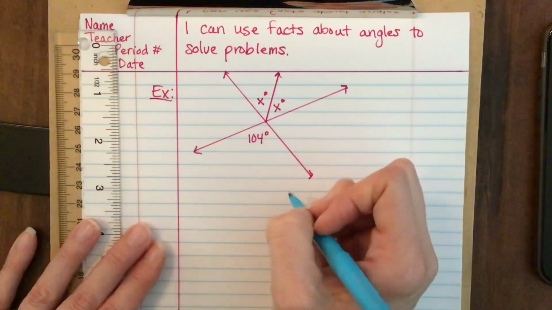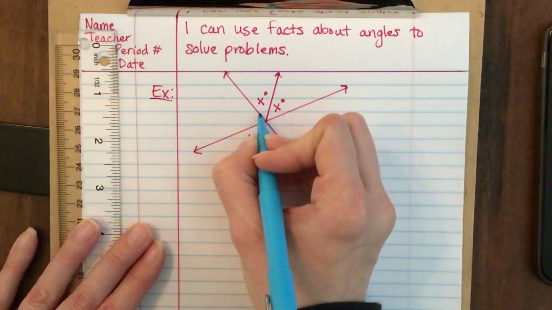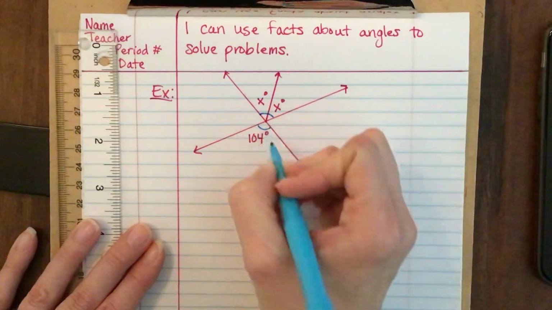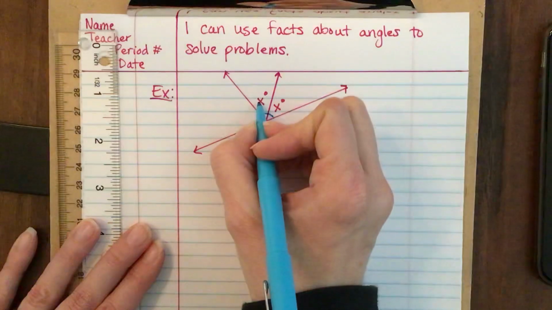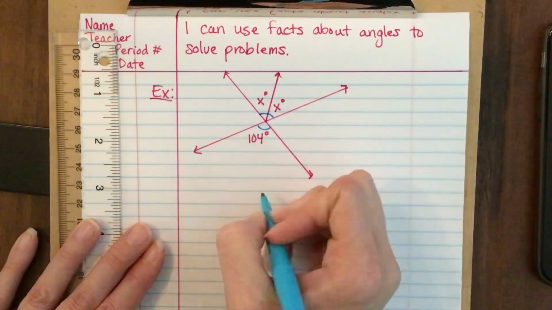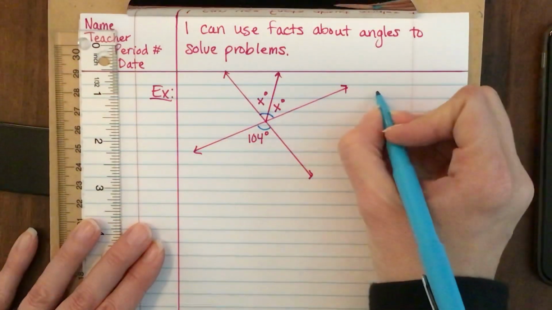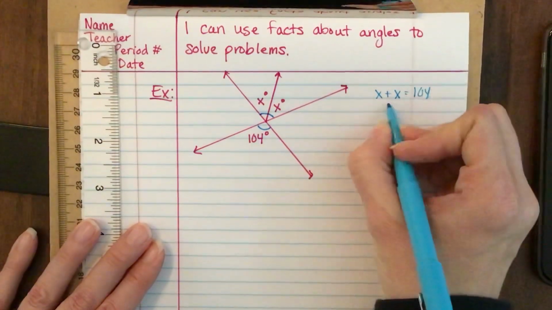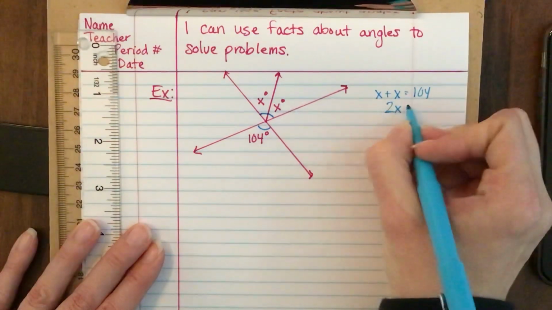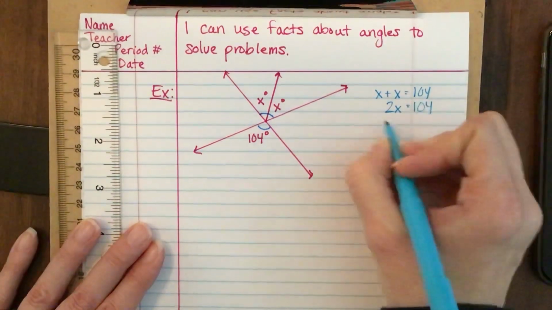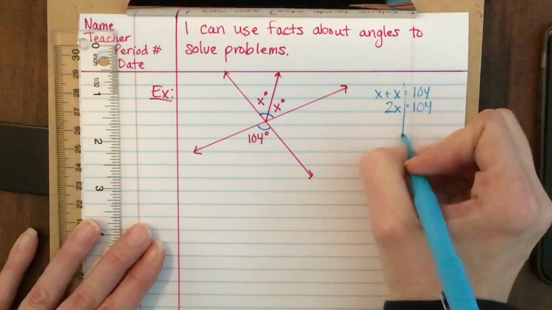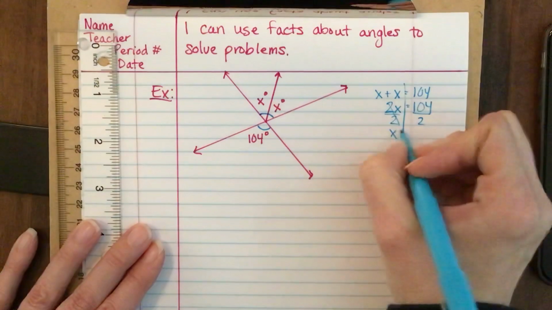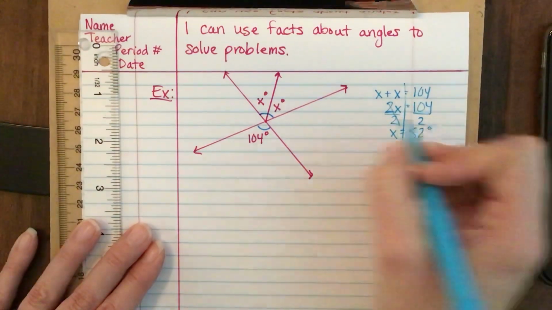The way that I see this problem is that these two angles together are vertical angles to this single angle. So what that means is this angle x plus this angle x is going to be equal to 104. So x plus x is equal to 104. So 2x is equal to 104. And divide both sides by 2. And I get that x is equal to 52 degrees.